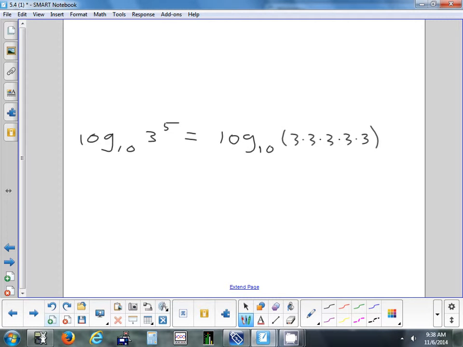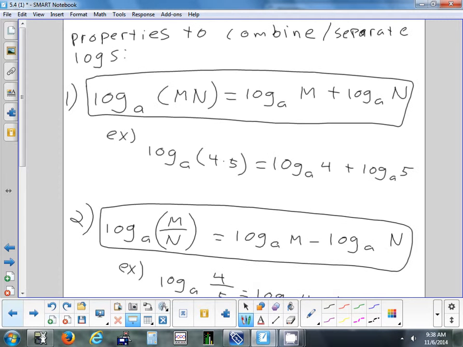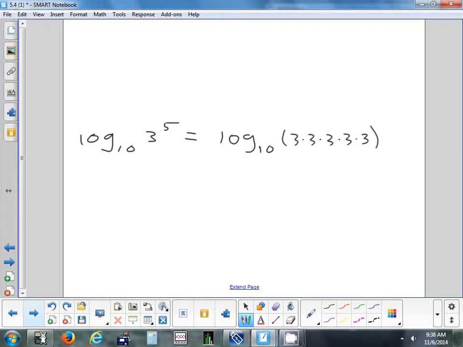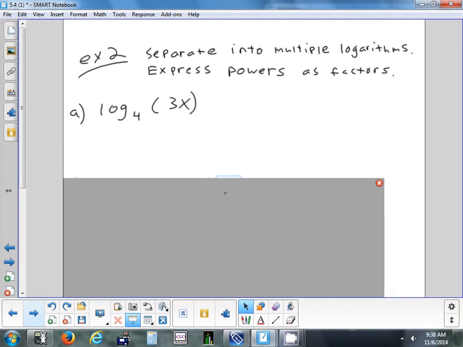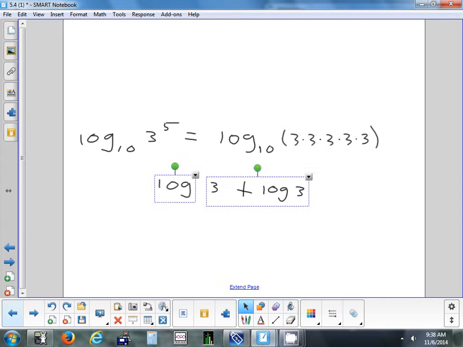Now if we look back at rule 1, I only wrote it for a product of 2 things, but it could be a product of as many things as you want. So when we have a product, it splits as a what? Addition. So we could split this into 5 additions. We'd have log, and I'm not going to keep writing base 10 because I don't need it. It would be log 3 plus another log 3. Okay, I'm going to have that 5 times.